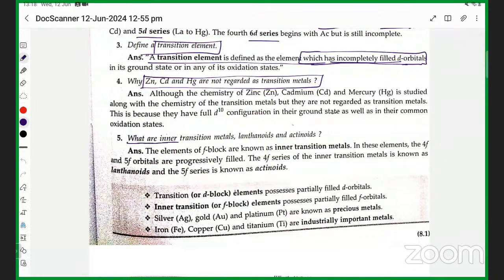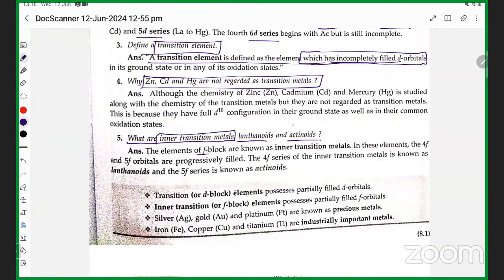What are inner transition metals? That is lanthanides and actinides. Can you tell me about inner transition metals? Are you listening to me? Yes, sir, listening.